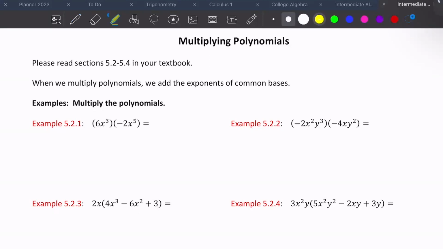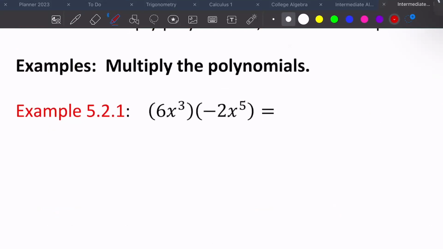And when we multiply polynomials, we add exponents of common bases. That means that we add exponents if their bases are both x or they're both y, okay? We don't add x and y bases or x and y exponents, okay? So look at this example, okay?